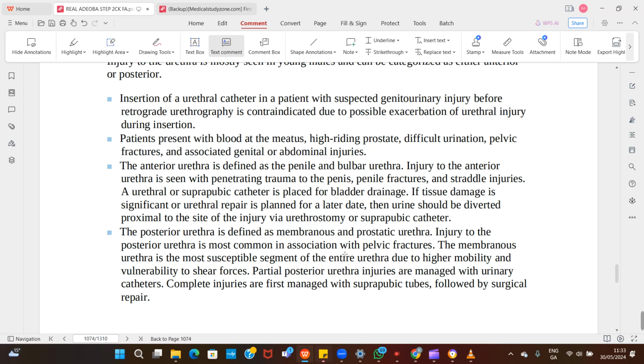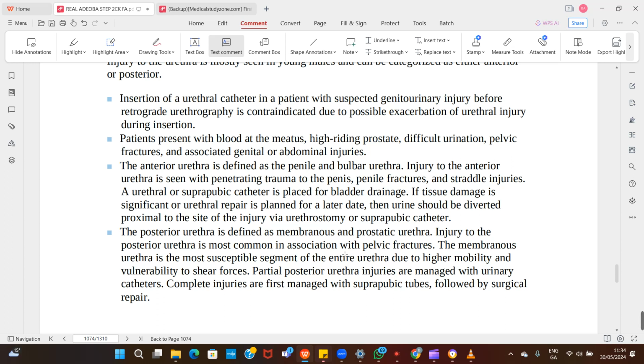But if it's anterior, what you are going to see is difficulty voiding, blood at the tip of the meatus, and scrotal hematoma, right? There could be urine in the perineal space due to tear of the Buck's fascia. And what you are going to do is just put in your what? Your suprapubic catheter, right? To divert urine from getting to that site.